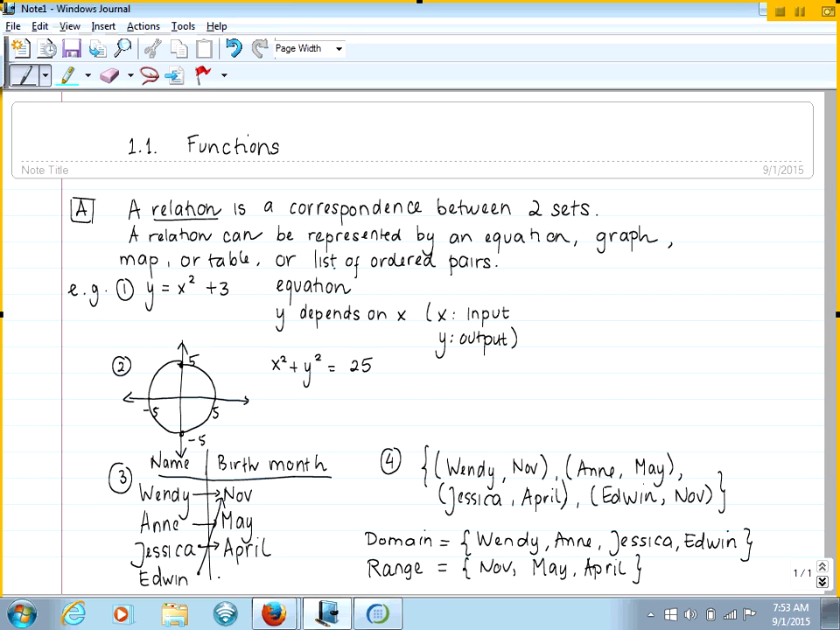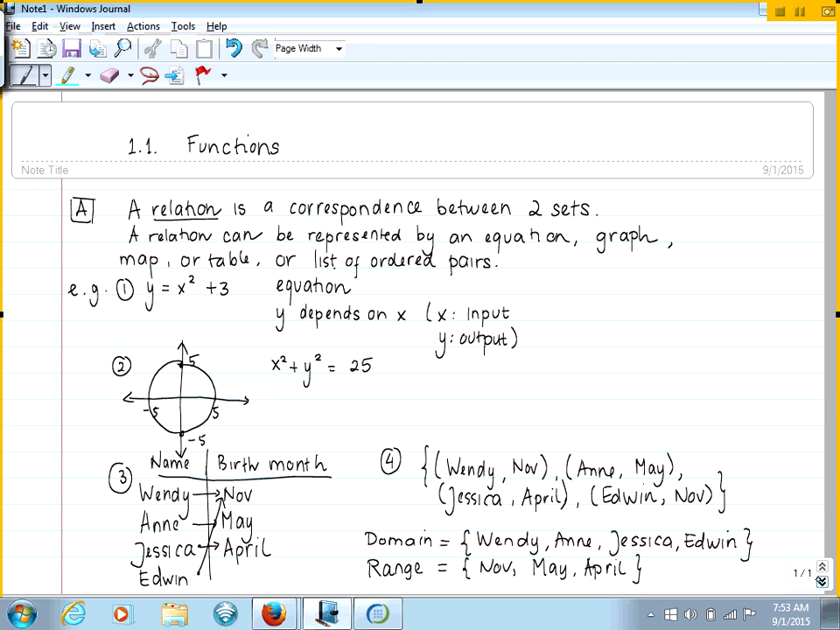What is the definition of domain again? The set of all inputs. And range is the set of all outputs. All right. Super, so good? I'm going to go to the next page and talk about function.